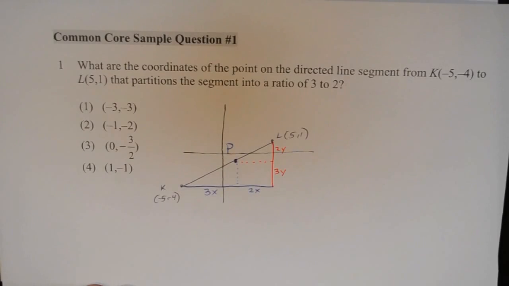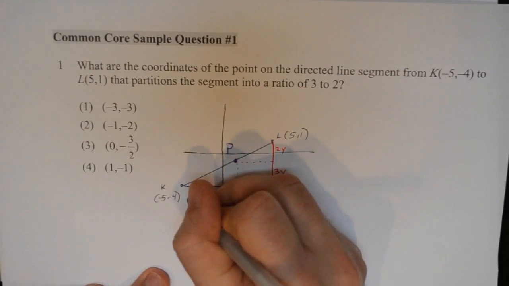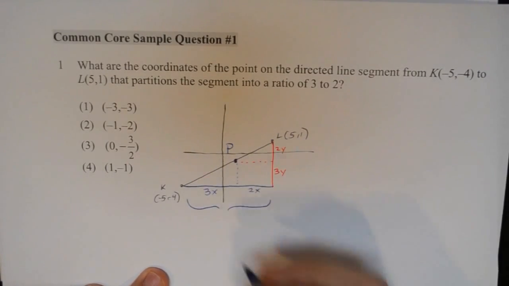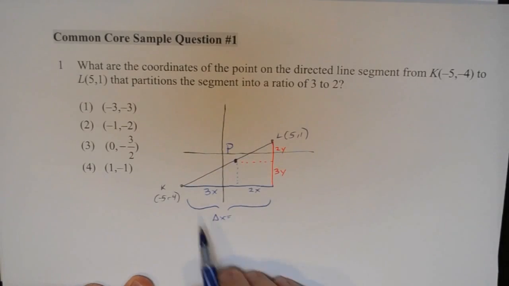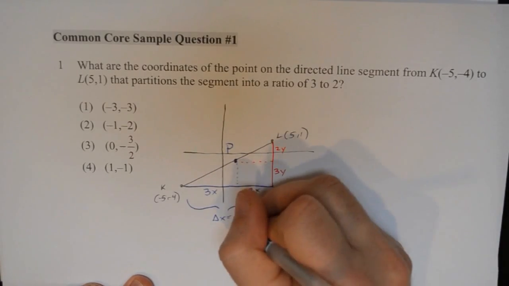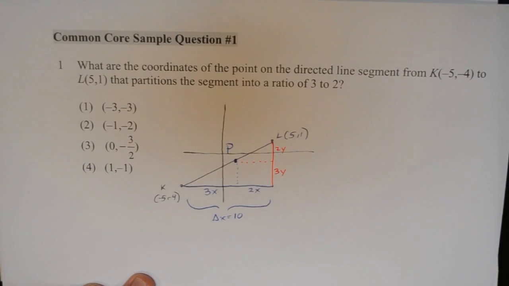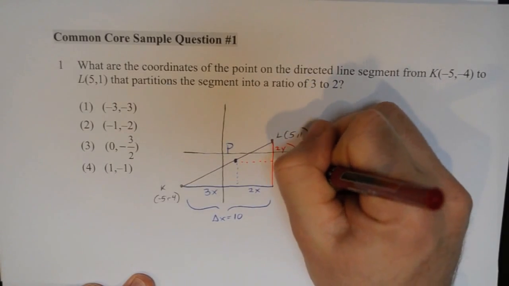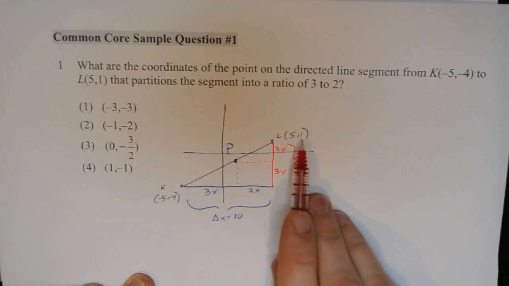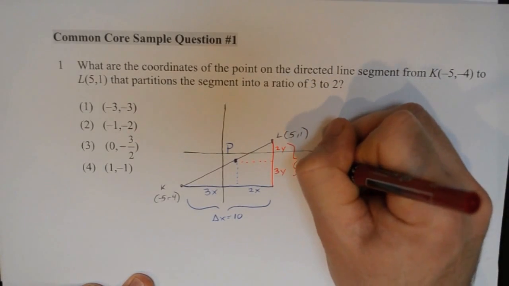So to figure out that point is really quite straightforward. What you're going to need to do is think about what the total change in x is. Right, the delta x over here is from -5 up to +5, so that's a change of 10. And you're also going to want to think about what your delta y is. That's this side. Y starts at -4, goes up to +1, so the delta y is 5.